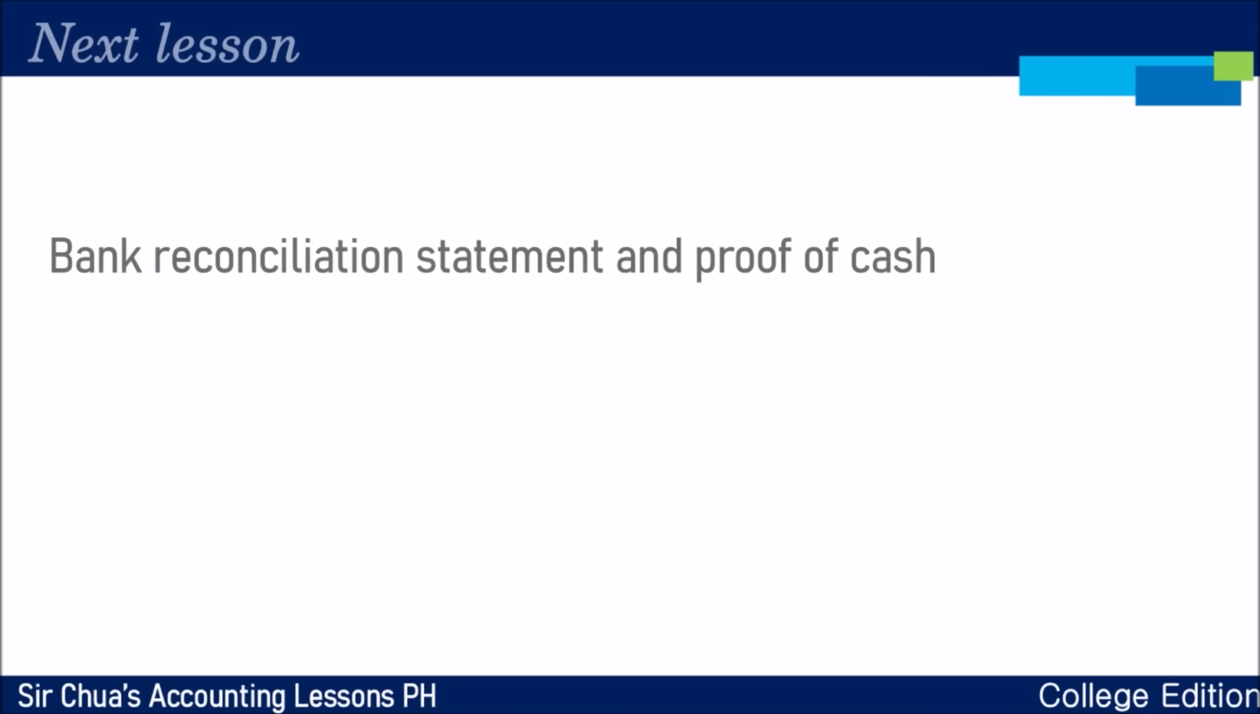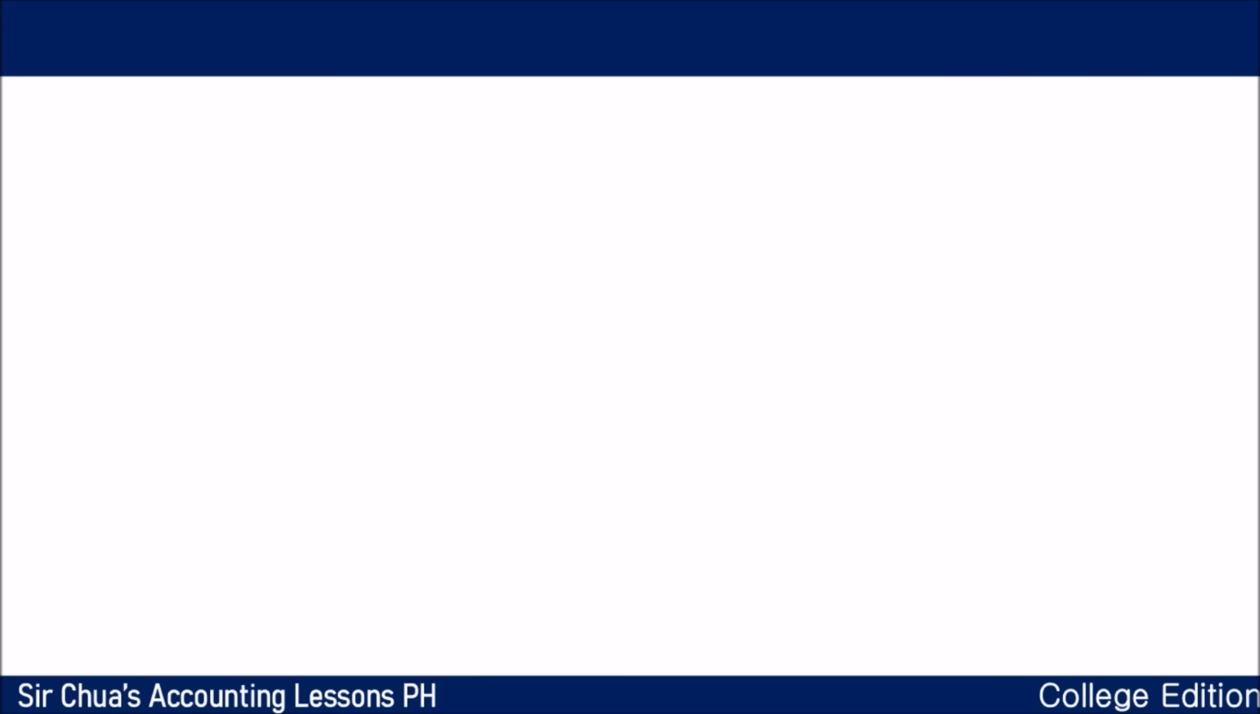Awesome. Okay, so our next lesson will be about bank reconciliation statement and proof of cash, or the 4-column bank reconciliation statement. Thank you for listening to our discussion number 1. This is again part 1 of our discussion on cash and cash equivalents.